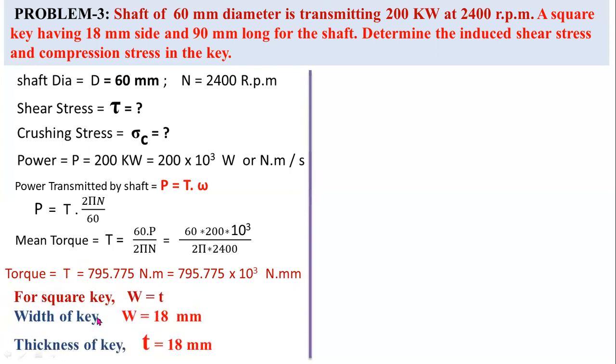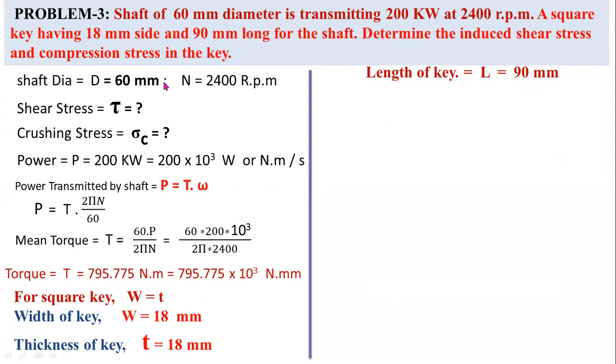After that, from the given question, the cross section is a square. So width and thickness both are equal. Width equal to 18 mm, so thickness also 18 mm. And the length of the key equal to 90 mm, from the given question. After that you have to determine the induced shear stress and compressive stress in the key.